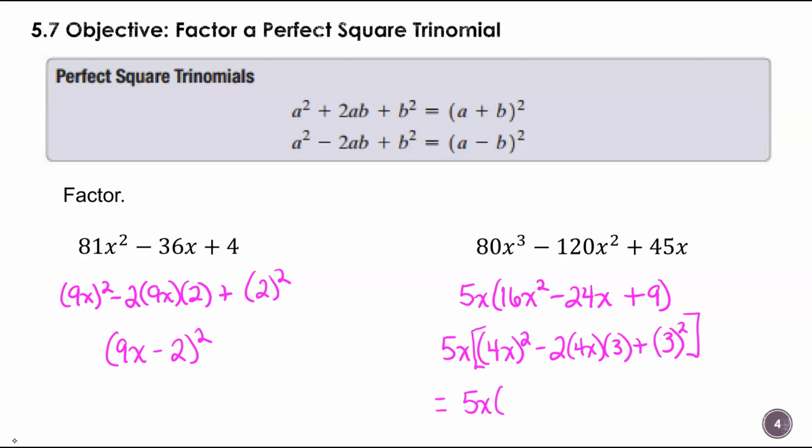So negative 2 times 4x is negative 8x times 3. That is negative 24x. So it will factor as 4x minus 3 quantity squared. We just keep the 5x out in front, and that's good. So that is finished for that one.